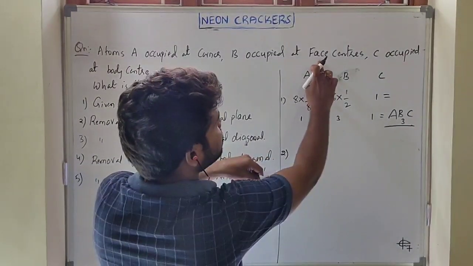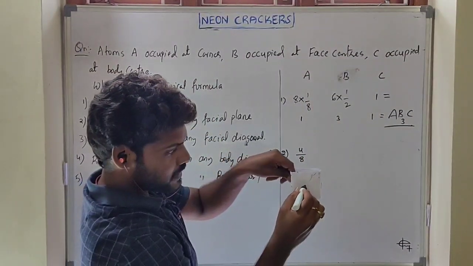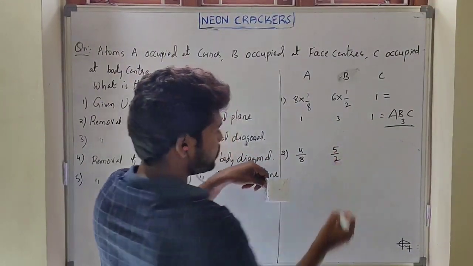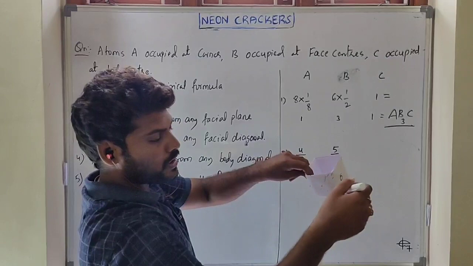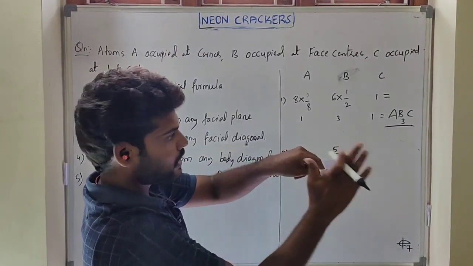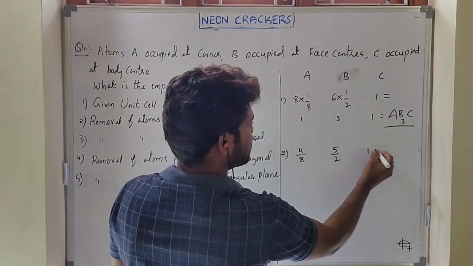Now the second position is our face centers. So 1 face center atom is removed, the rest 5 atoms are there. So each one contribution is 1/2, and there is no probability of removing the body center atom, because we are removing from this facial plane only. So the rest, the body center, is as it is.